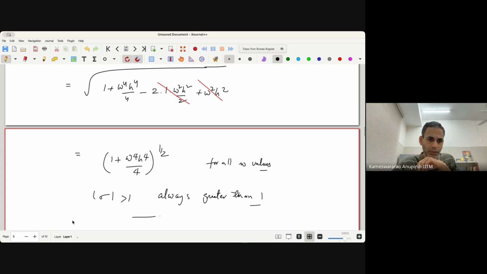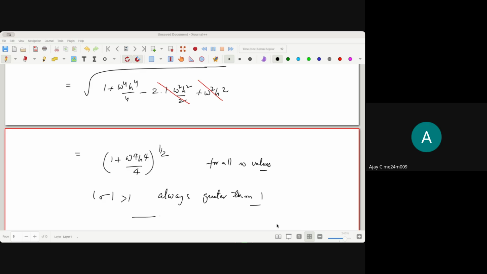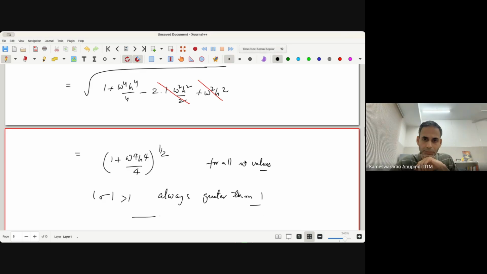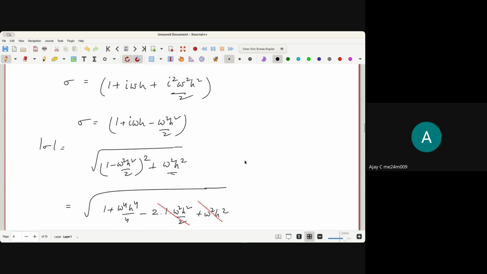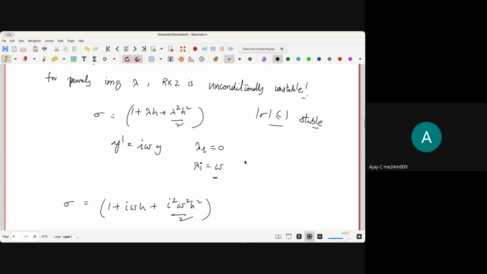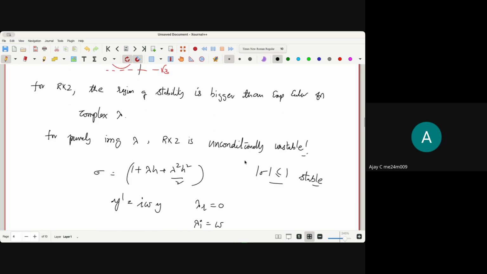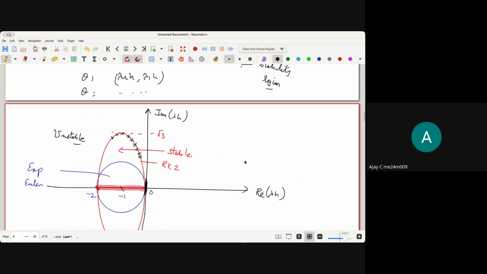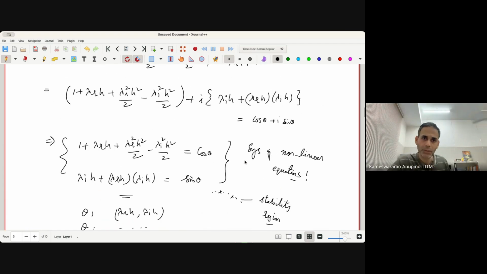Okay, any questions so far, anybody? Sir, I have one doubt. Yeah. Sir, can you please explain why you chose, while equating sigma to e power I theta, the amplitude as 1? The amplitude as 1? Yes, sir.